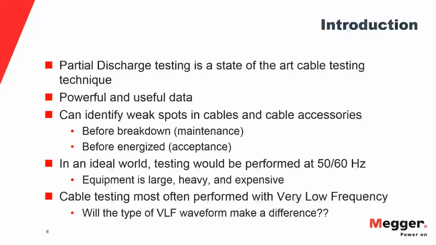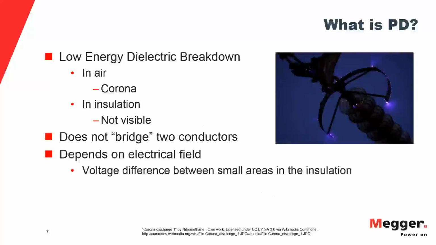In an ideal world, we would perform these tests under 50, 60 hertz. That's what the cable sees in service. That's what we'd like to see. But the equipment to do that is very large, very heavy, and very expensive. It requires a lot of power to do this testing. Because of that, most commonly, cables are tested using VLF, or very low frequency, technologies. We have a couple of different options when it comes to VLF waveform, and what we're here today to discuss is whether the waveform we choose will make a difference in the partial discharge results.